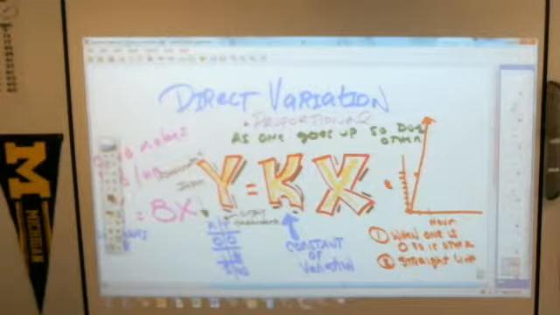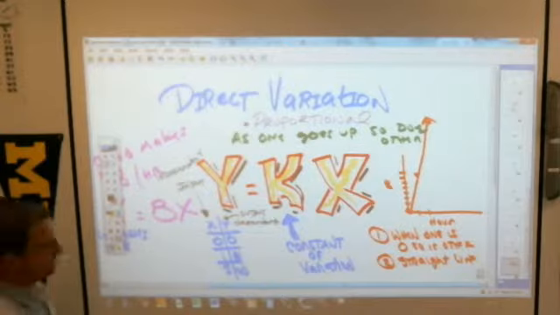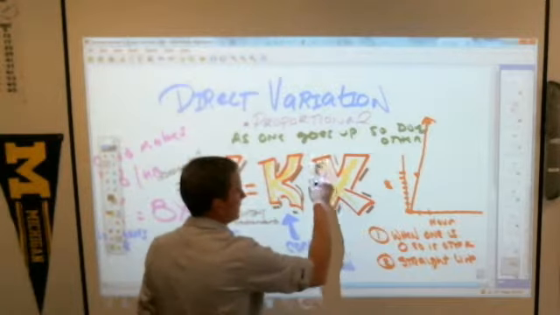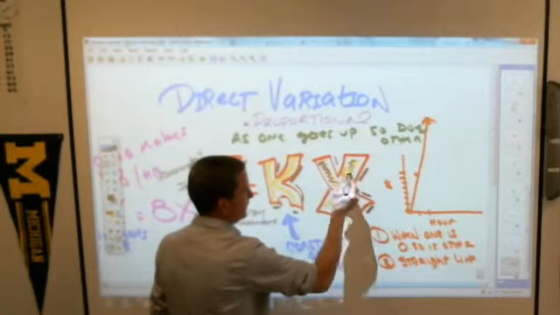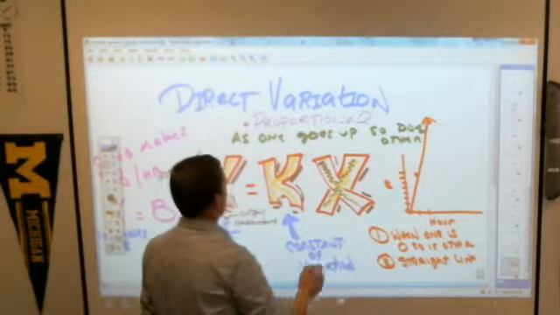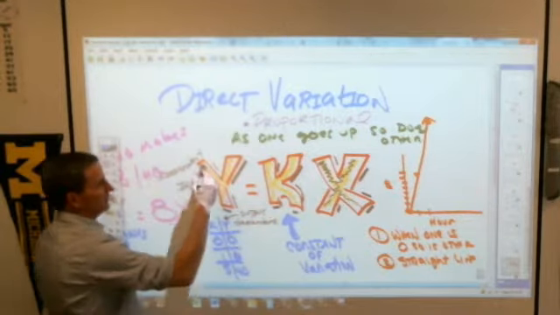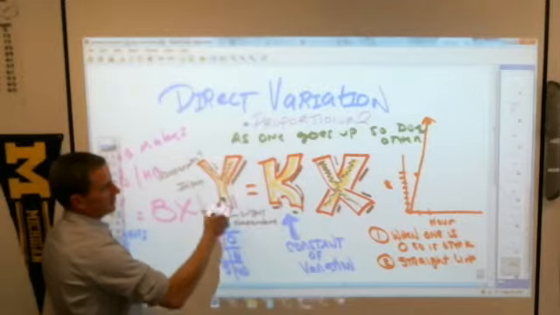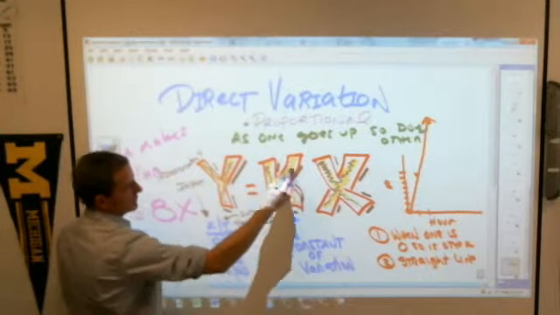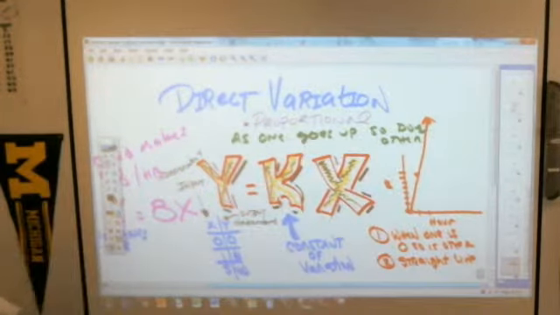Some of this doesn't make a whole lot of sense until you actually look at some problems. So do me a favor. Look at page 467. But this, by the way, is the big thing right here. Make sure you know this is the, what do we call this? The variation equation. Let me see what the book calls it so you can label it appropriately. It doesn't label it, it just says the direct variation.